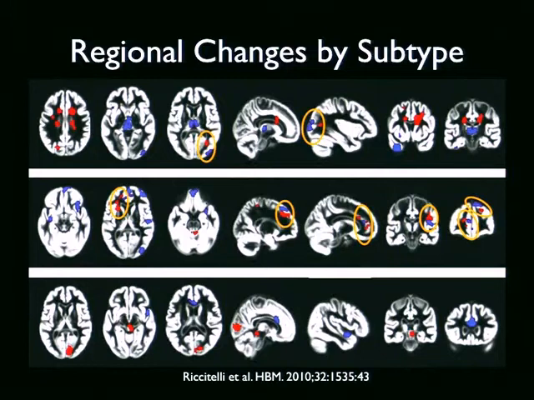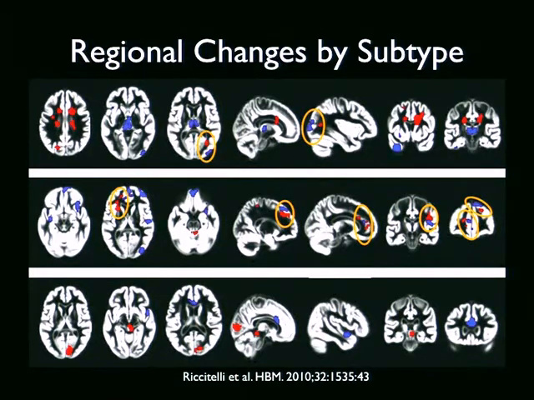Another nice study looked at regional changes in gray matter atrophy in relationship to changes in T2 lesion load. In this particular study, they looked at differences in subgroups. The top row are patients with relapsing or remitting MS. Second row are patients with secondary progressive MS, and the bottom row are patients with primary progressive MS.